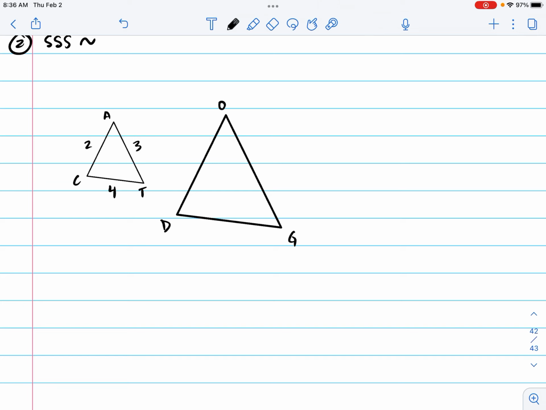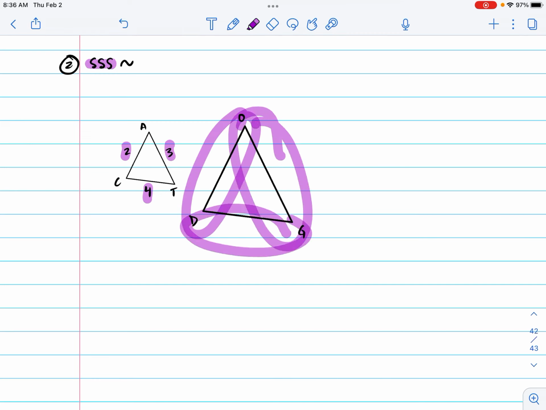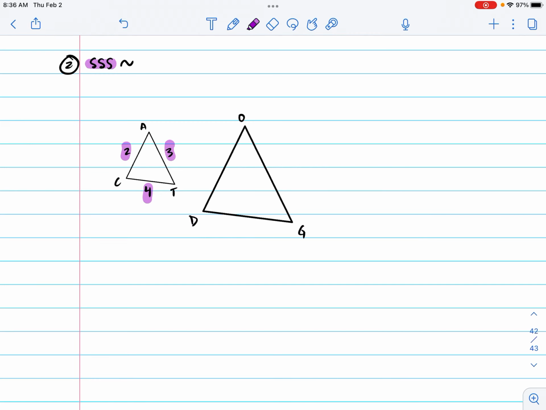And then on the second triangle, we had all 3 pieces. If you notice, we call this side, side, side because all 3 sides are given. In order for it to be proven properly here, we need to show that all 3 sides are given. So let's do something simple: 4, 6, and 8. All 3 sides are given in the second triangle as well.